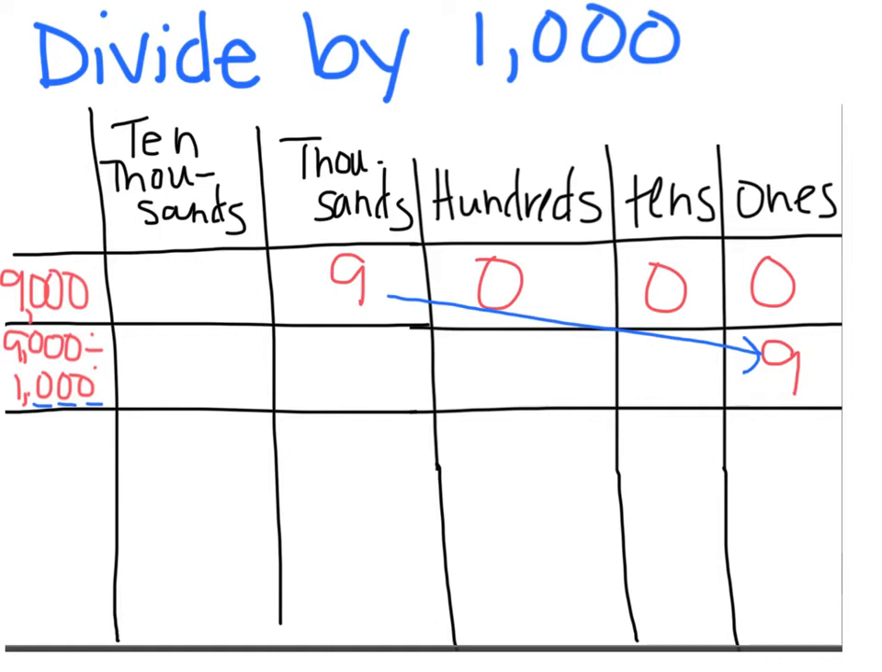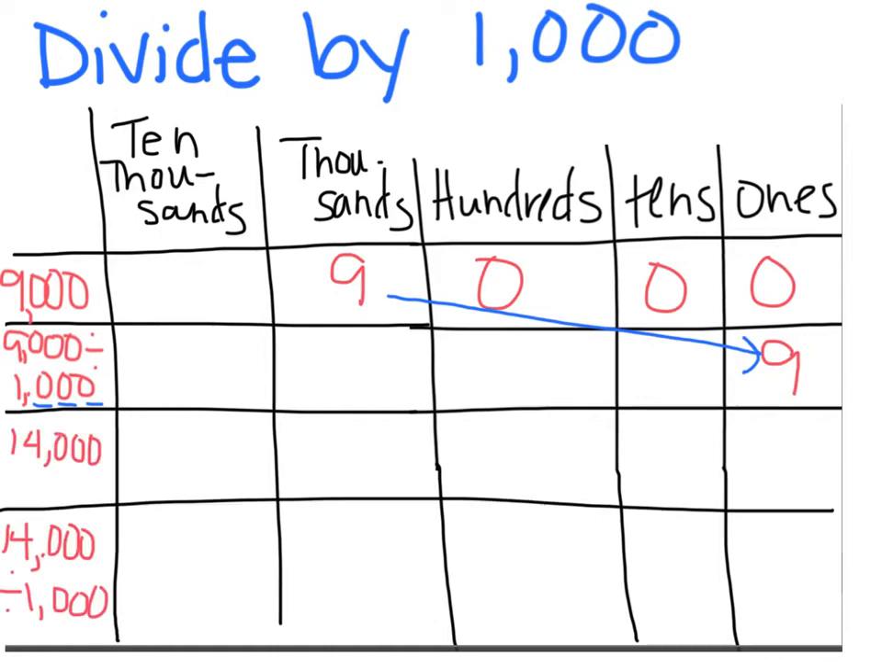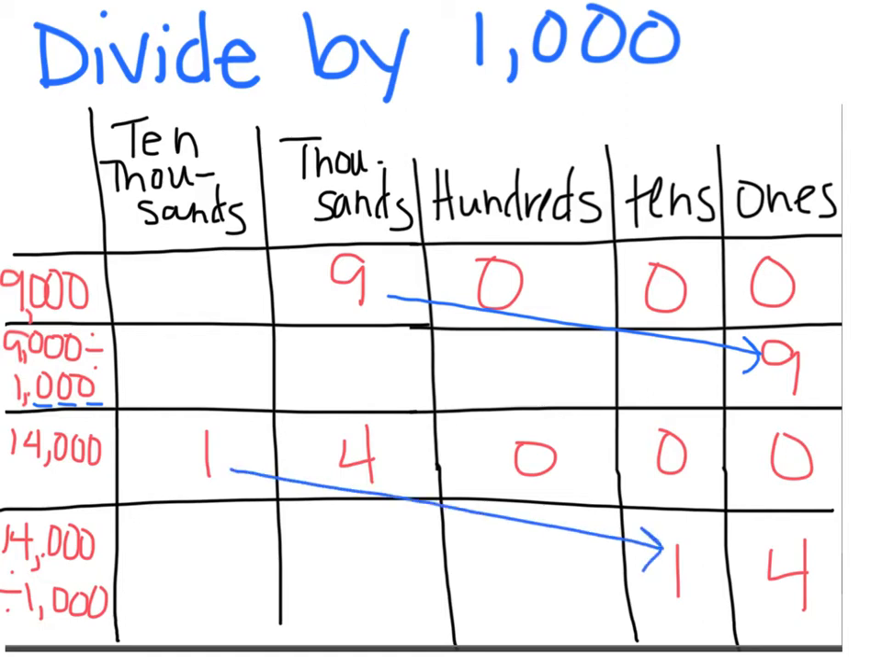Here's another example. We would represent 14,000 in our place value chart with a 1 in the 10,000s column, a 4 in the thousands column, and zeros in hundreds, tens, and ones. We can think of 14,000 as 14 sets of 1,000. So when we divide by 1,000, our answer is 14, a 1 in the tens column and a 4 in the ones. So once again, each digit is moving 3 places to the right in our place value chart.